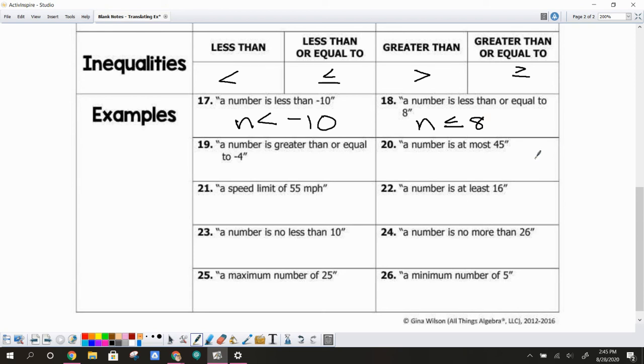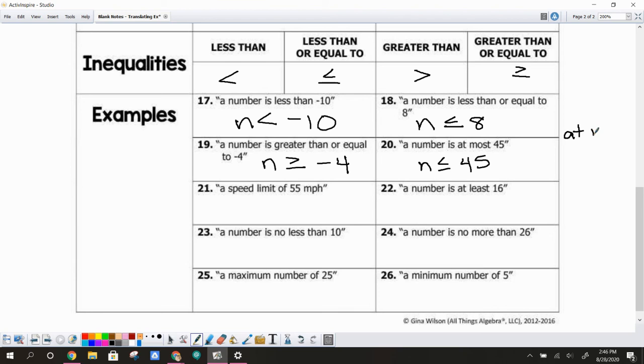Okay. For number 19, we have a number is greater than or equal to negative 4. So we have a number greater than or equal to negative 4. For 20, it says a number is at most 45. Okay, so that means the biggest this number can be is 45. Well, if the biggest the number can be is 45, that means we want any number less than it. So this is saying that we need n to be less than or equal to 45, because the biggest it can be is 45, or it can also be smaller than 45 when it says at most.